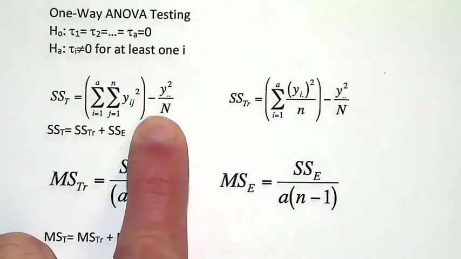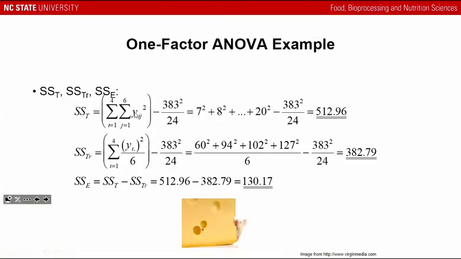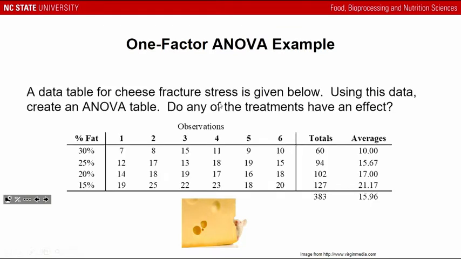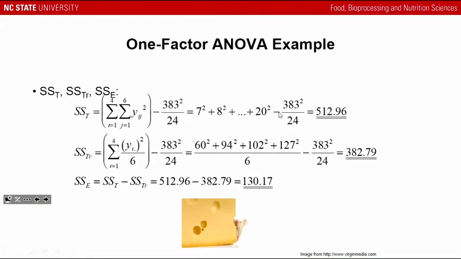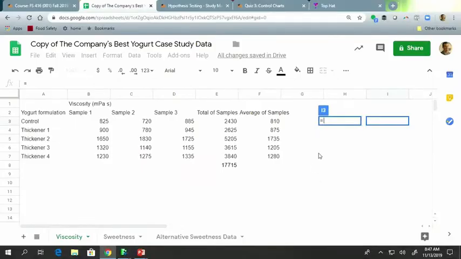Remember on this one, for the example, we're going to add each of these observations, 7 squared plus 8 squared, which came from here, 7 squared plus 8 squared plus 15 squared, all the way down to 20 squared, minus 383. Remember where that came from? So what I'm going to do is go B3 squared right there, that first sample in the control group squared, plus C3 squared, plus D3 squared, and I'm just going to add all of these.